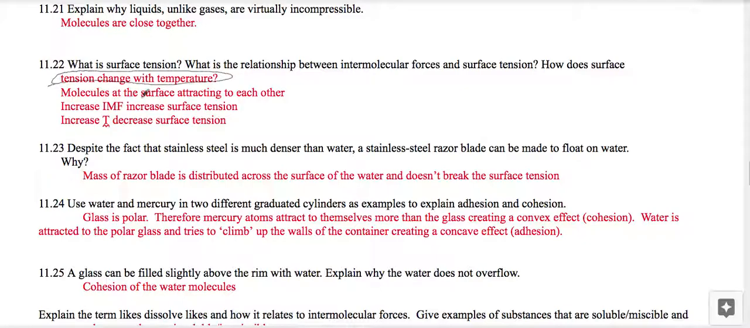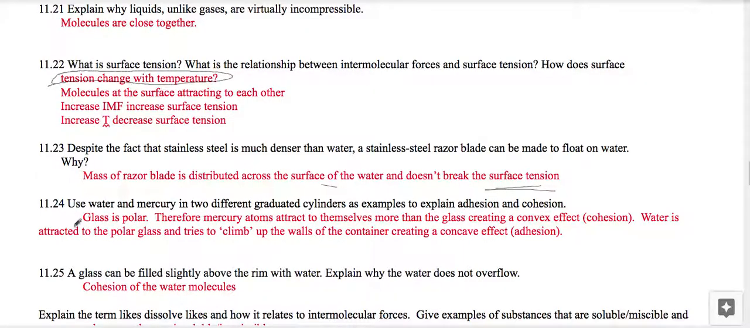This is the definition of surface tension: the molecules attracting to each other at the surface. As we increase intermolecular forces, so does surface tension. As we increase temperature, the molecules are moving faster, which means there's going to be a lower surface tension. So that's an inverse relationship there. Razor blades can float in water because they do not break the surface tension of the water. So we've looked at adhesion and cohesion in class, and we look at the polarity of things.